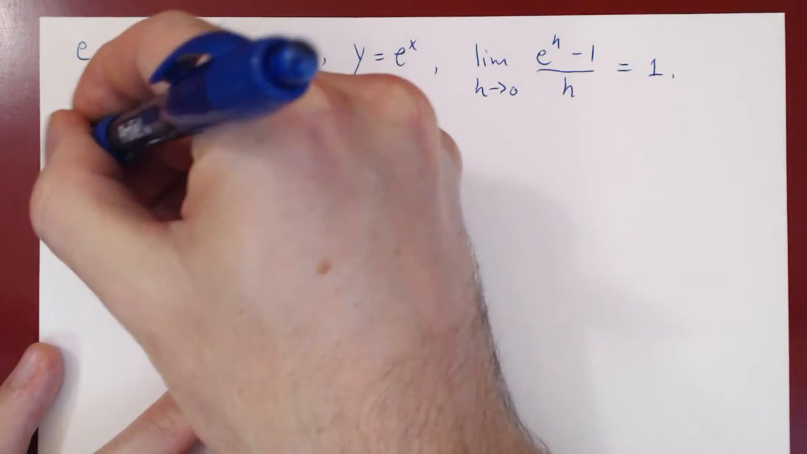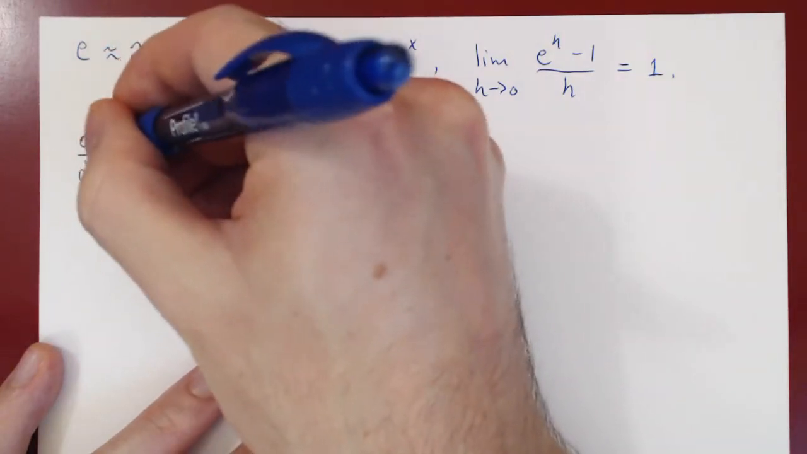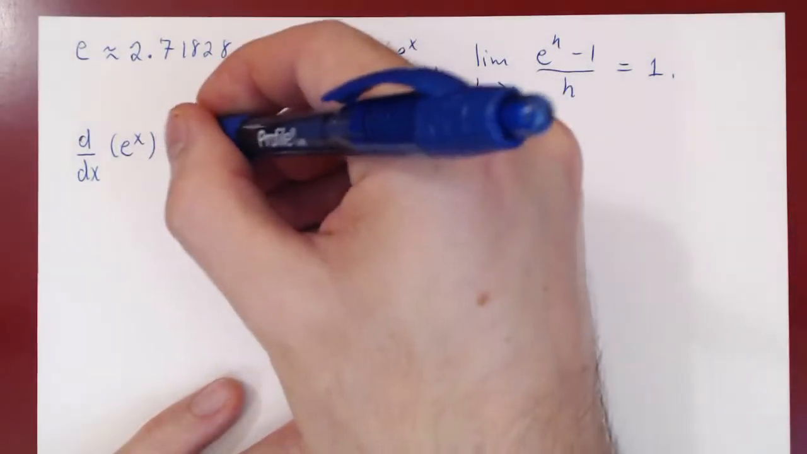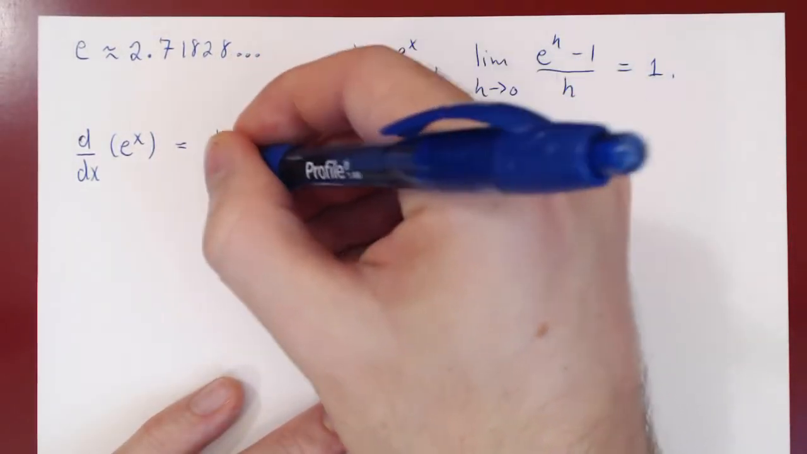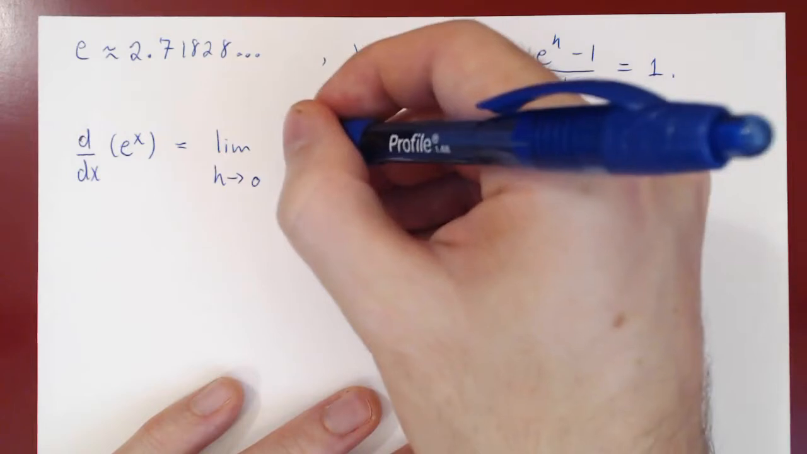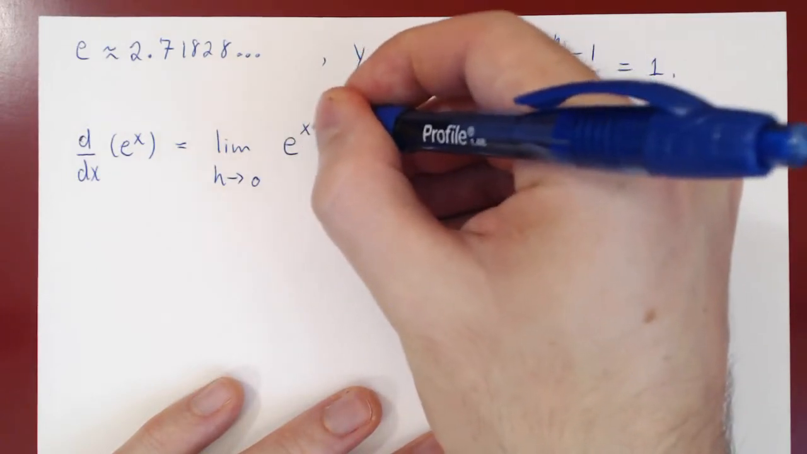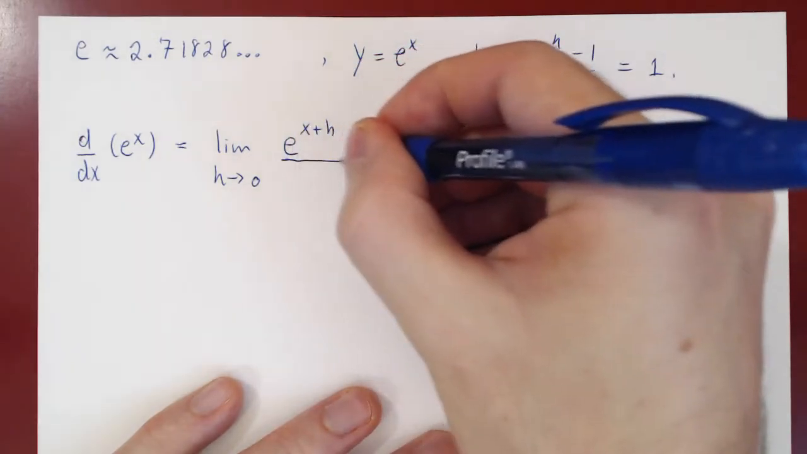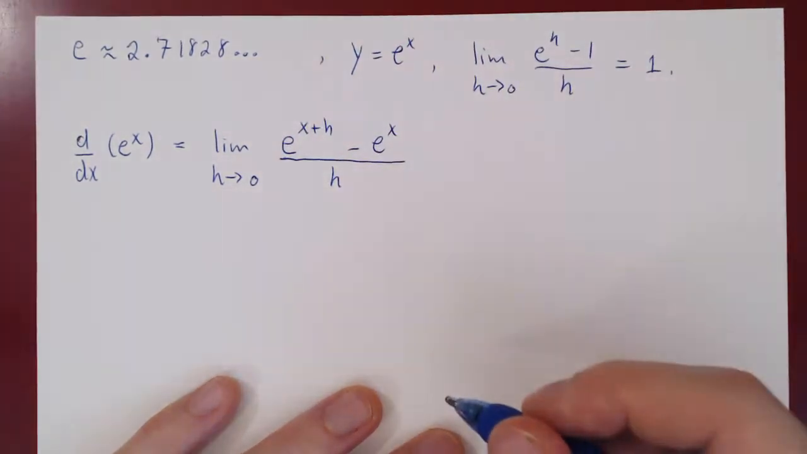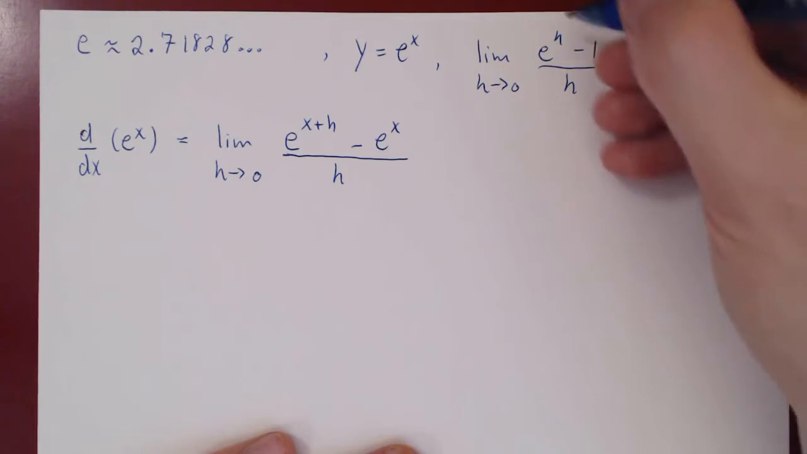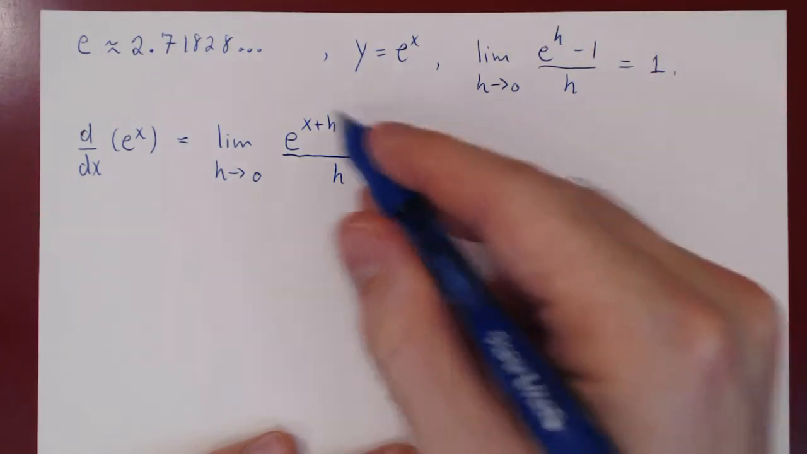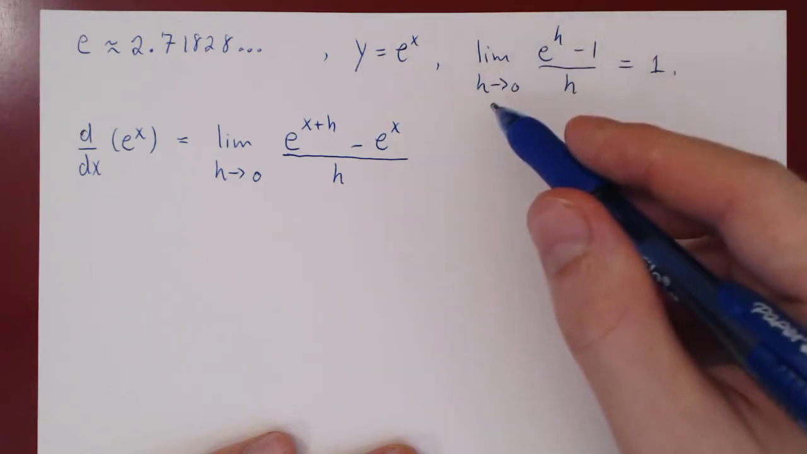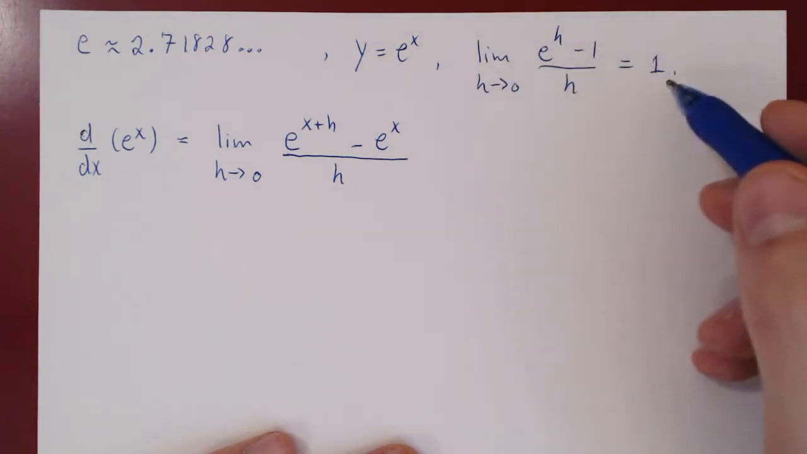So we ask, what's the derivative of the exponential function base e to the x, at any given x? So here we have to go back to our definition. We let h approach 0. We have the function at x plus h minus the function at x over h. And now the question is, how do we go from this limit to the answer using the fact that we know this limit is equal to 1?